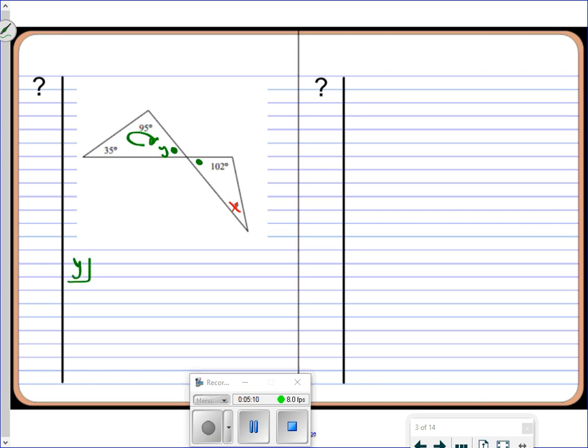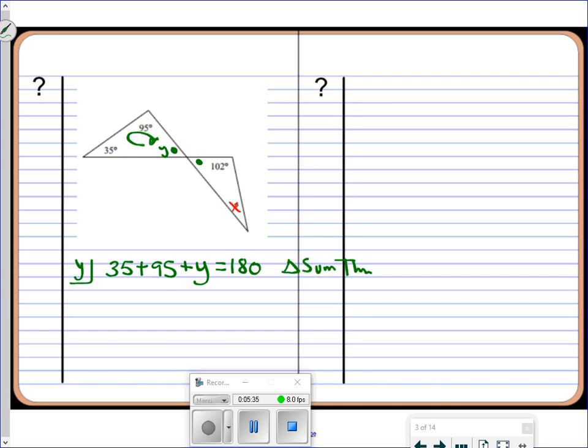Let me encourage you to use notation like this on your tests so that the reader, me, coming in later can quickly and easily find your reasoning. That way you don't lose points because I say, hey, there's no work. Okay, so let's write an equation. 35 plus 95 plus that y should equal 180 degrees. That's the triangle sum theorem.